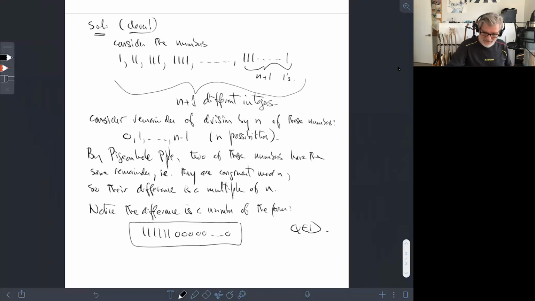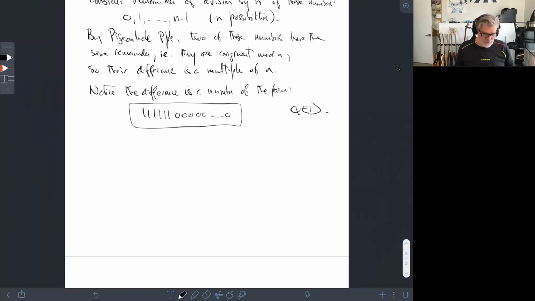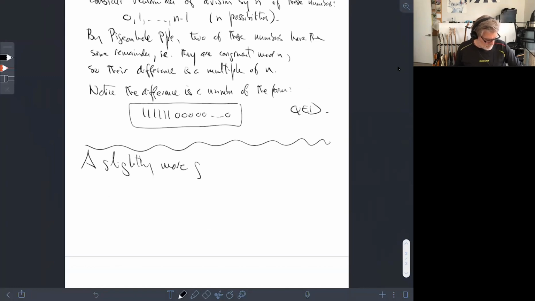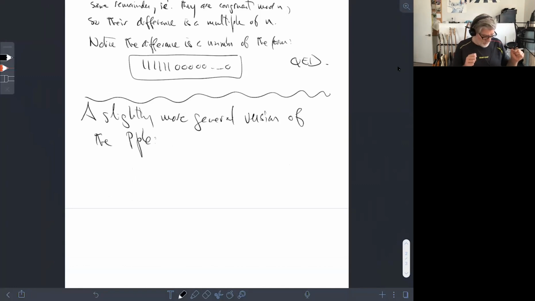But before I do fancier examples, I'm going to give you a slightly more general version of the pigeonhole principle. It's the same idea, but it quantifies a little bit more how many you can have in a box, depending on how many objects you put in these boxes. Okay, so here is a slightly more general version of the principle. Before I state it, I'm going to try to explain it or justify it, and then I'll state it. You'll see how it works.